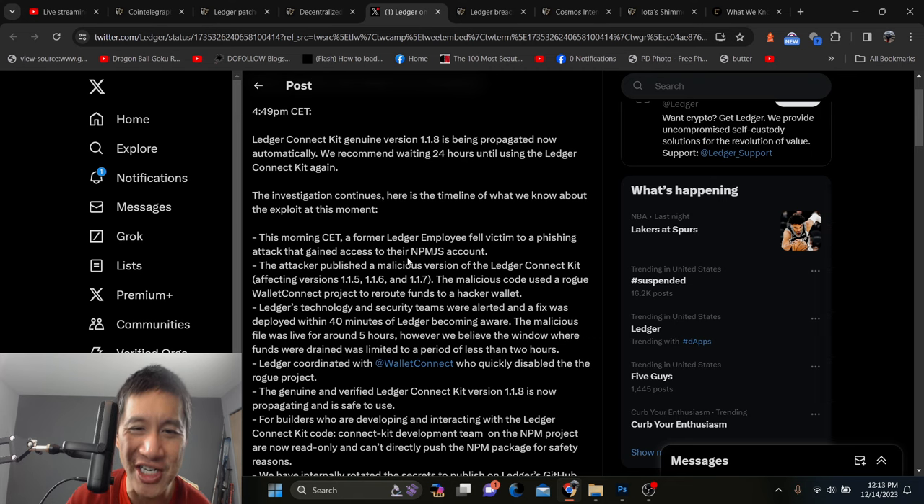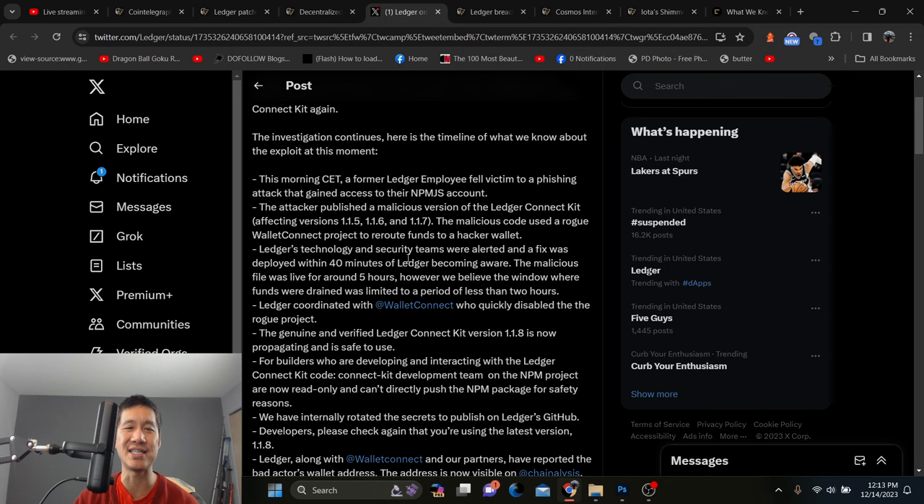The investigation continues. Here's the timeline of what we know about the exploit at this moment. This morning, CET, a former Ledger employee fell victim to a phishing attack that gained access to their NPMJS account. So it's the employee, a former Ledger employee, who fell victim to a phishing attack. But if it's a former Ledger employee, they shouldn't have had access to anything in the company. But, you know, there might definitely be some kind of insider job. I'm not exactly sure. The attacker published a malicious version of Ledger Connect Kit.